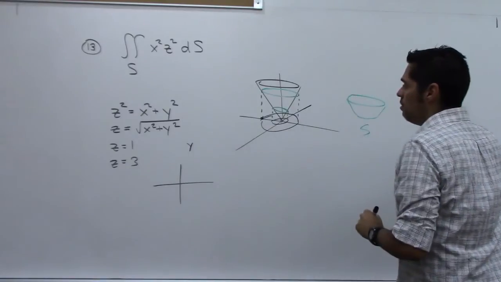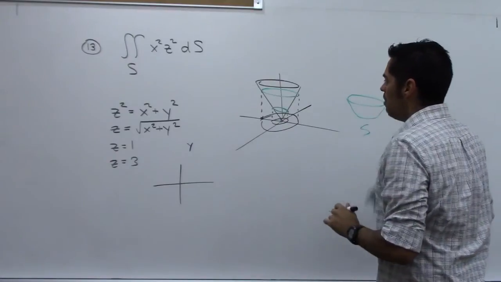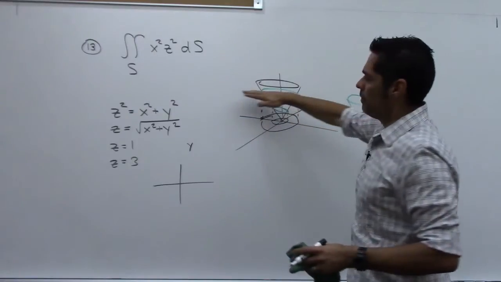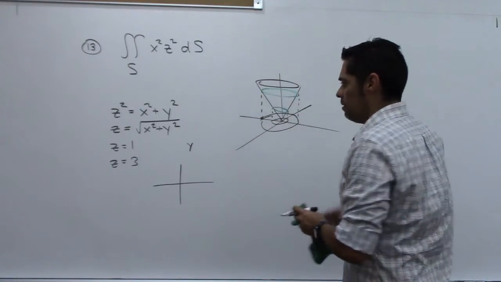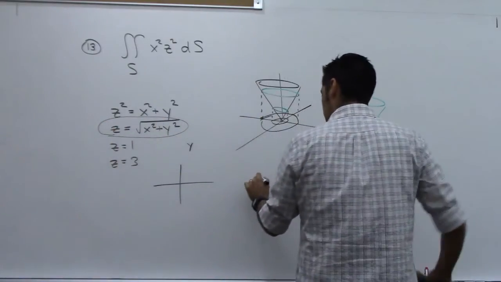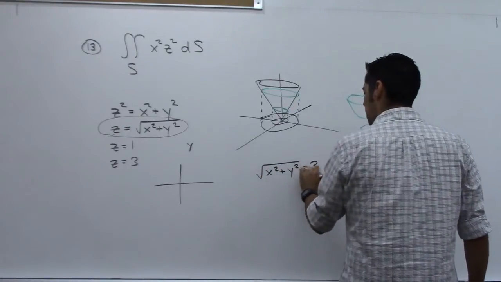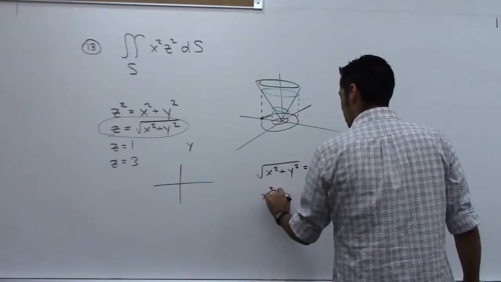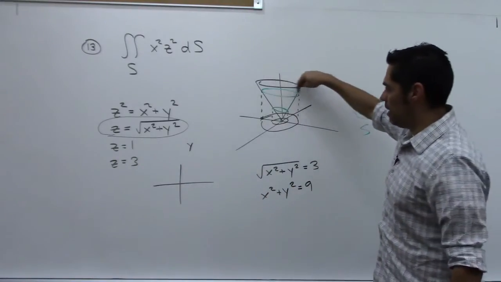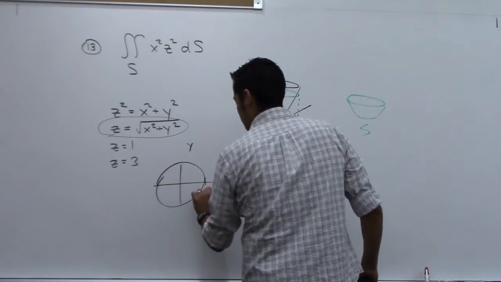So what we want to know is how wide this is, right? So I want to know when that cone hits z equals 3. So when does this cone equal 3? So when does the square root of x squared plus y squared equal 3? Well, you square both sides, you get x squared plus y squared equals 9. And so it's going to hit at a circle of radius 3. So that was correct for me to assume that this was 3.